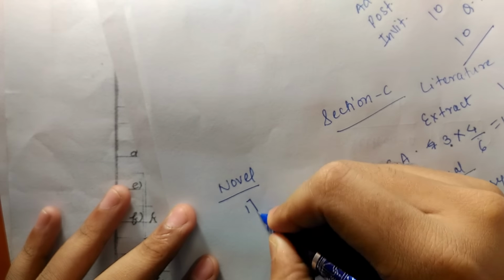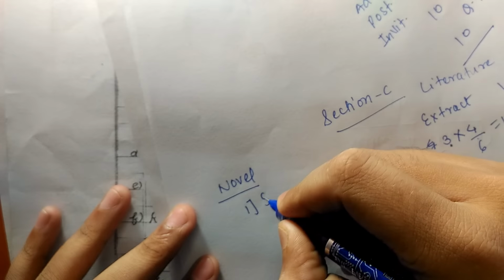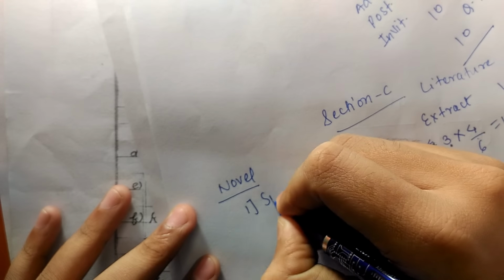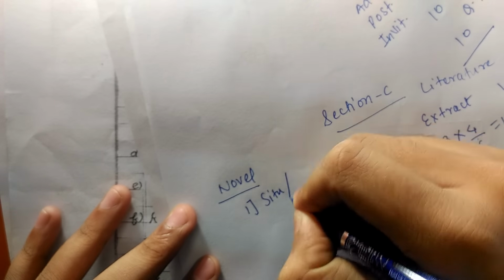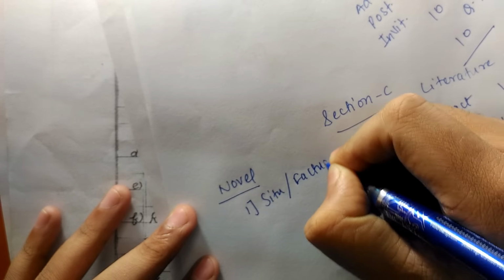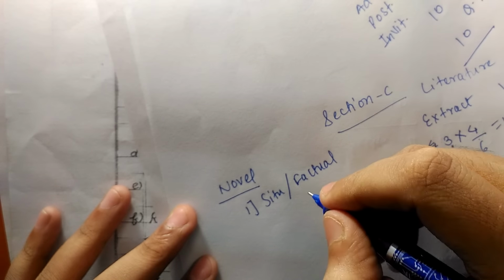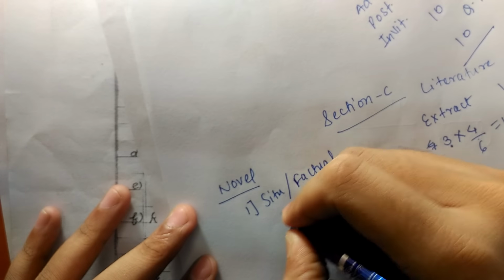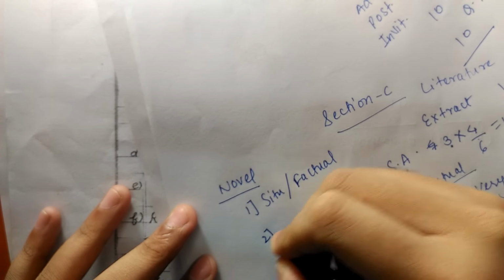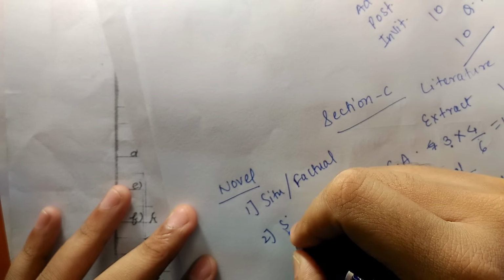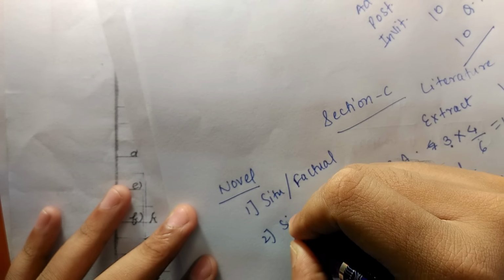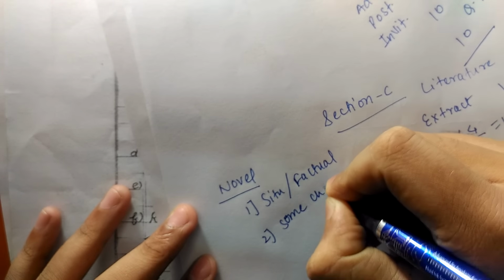The first question will be a question on situations, or basically we say it is a factual question. I mean, it will ask you about what happened, why it happened. That is, you don't need to analyze anything. The second question is generally a question on some character sketch.